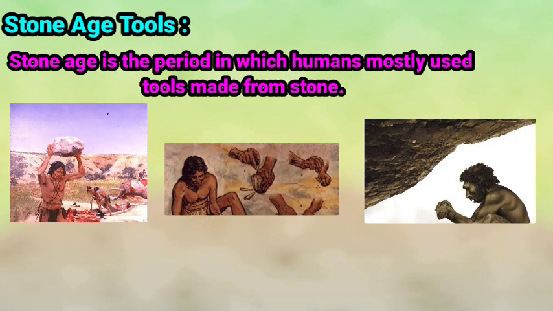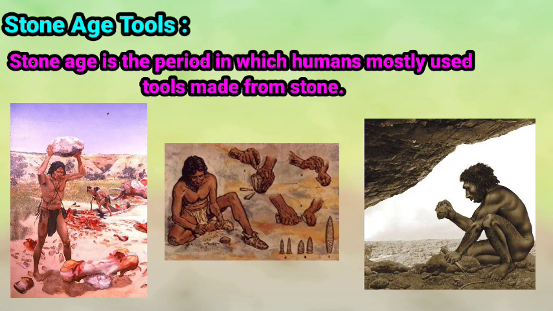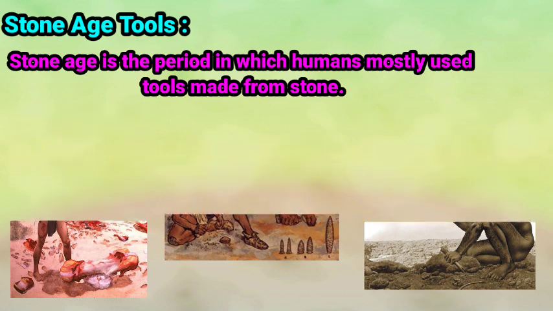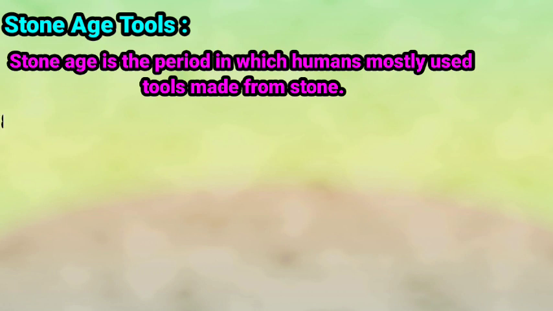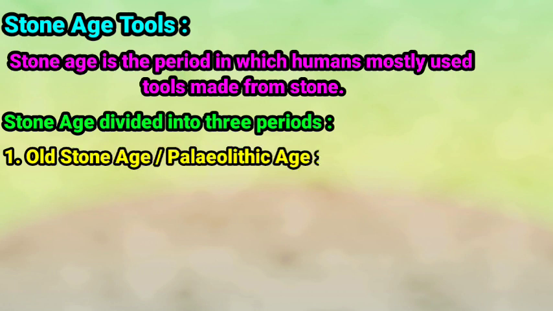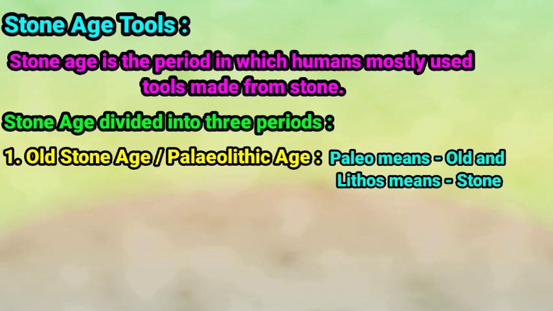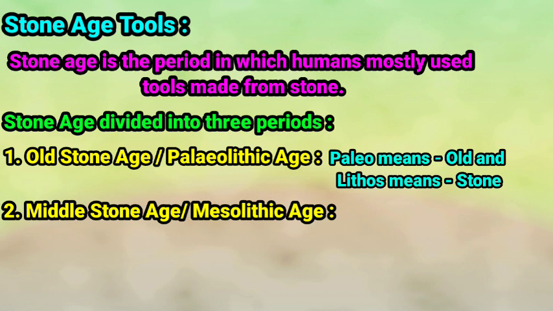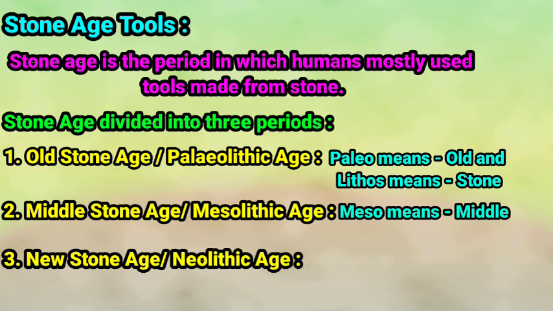Stone Age tools. Children, the Stone Age is the period in which humans mostly used tools made from stone. Therefore, this period is called the Stone Age. On the basis of the shape and types of tools found, the Stone Age is divided into three periods as follows. Number 1, Old Stone Age or Paleolithic Age. Paleo means old and lithos means stone. Therefore, the Old Stone Age is also called the Paleolithic Age. Number 2, Middle Stone Age or Mesolithic Age. Meso means middle. Number 3, New Stone Age or Neolithic Age.